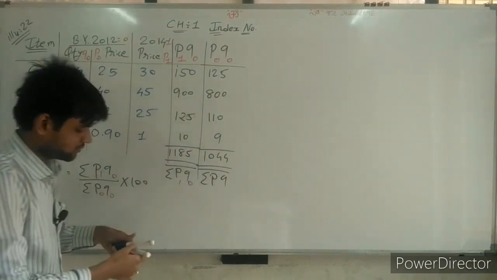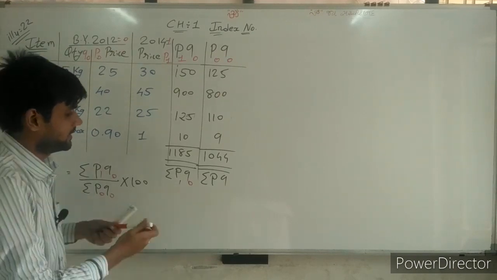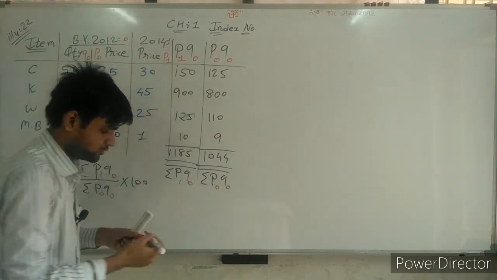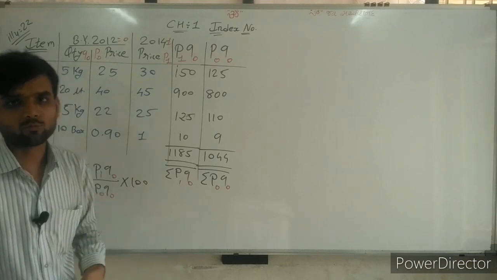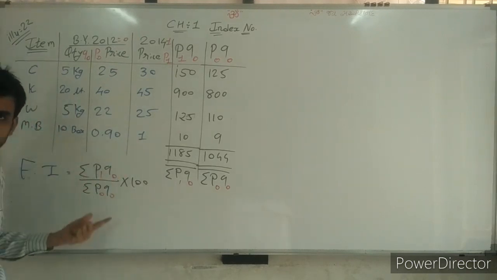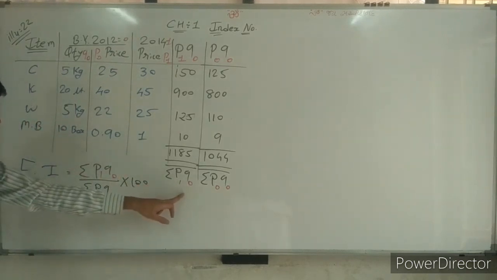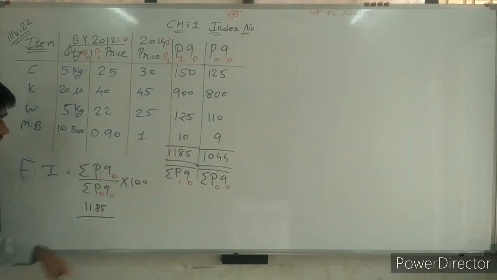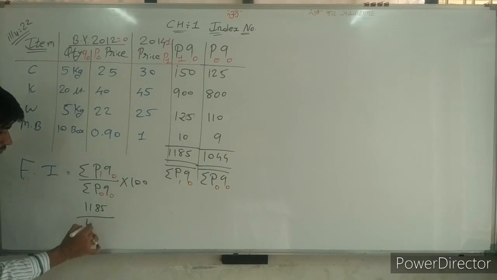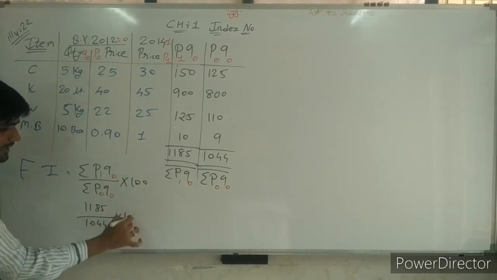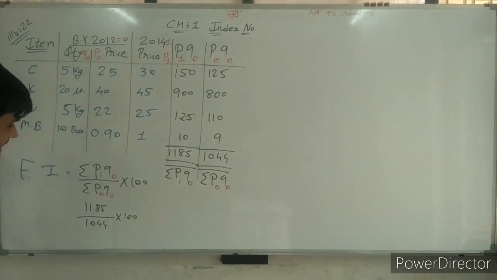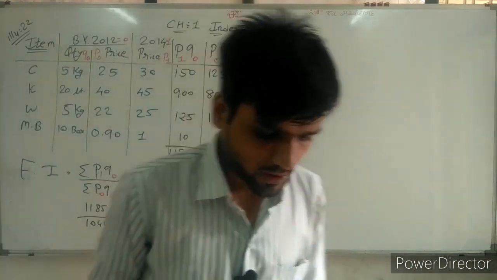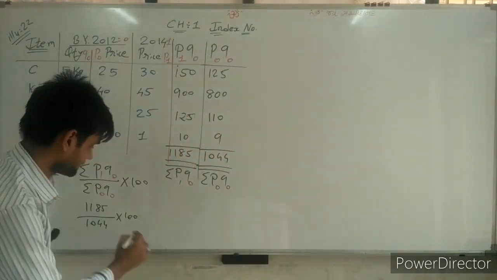Again, sigma P1Q0 over sigma P0Q0. Now, sir, okay, we have both the values which we need here. So P1 Q0 1185 divided by P0 Q0 1044, multiplication with 100, and we are getting the answer. That answer is 113.05.